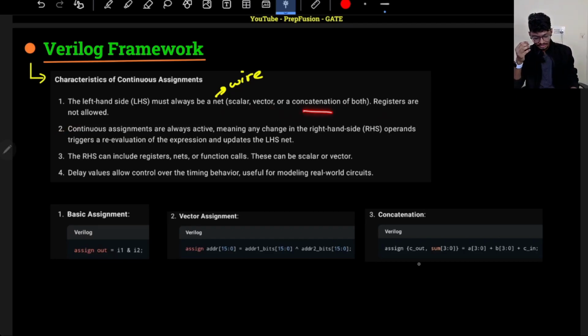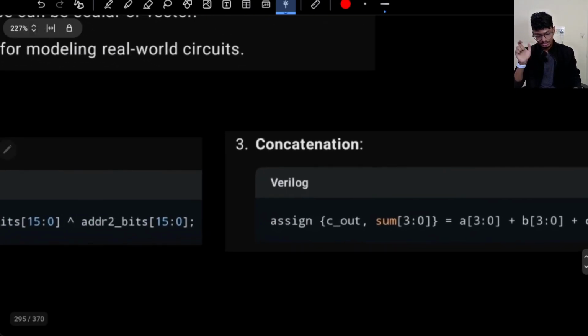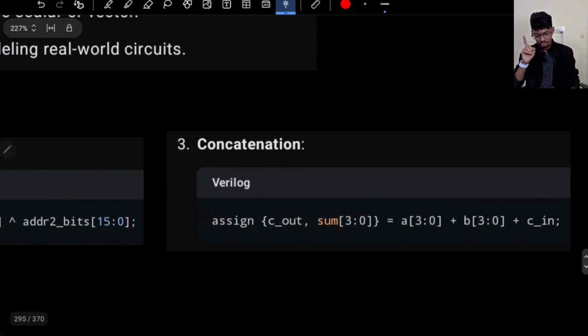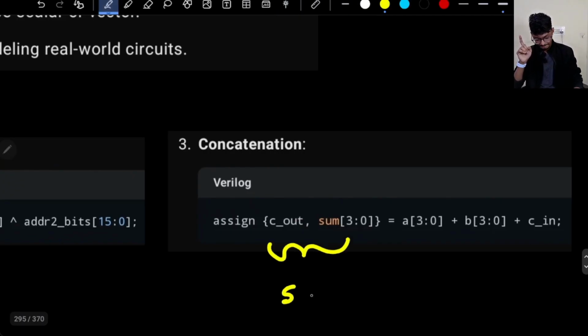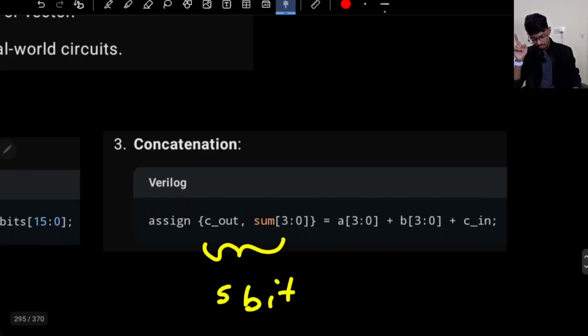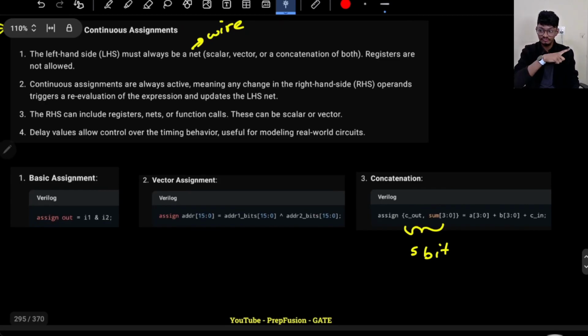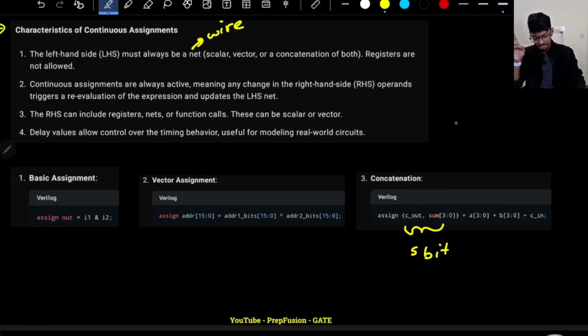So what is a concatenation operator? Today only we will learn about it. Here it is written as concatenation. Basically, sum has 4 bits and cout has 1 bit, so total the output is 5 bits. Here I'm adding two 4-bit numbers and a cin. If I add two 4-bit numbers, what is the maximum value that I will get? The maximum value is a 5-bit number. How is that possible? If all of them are 1, then the output will be 0, 1, 1, 1, and 1, so ultimately I'm getting a 5-bit number.